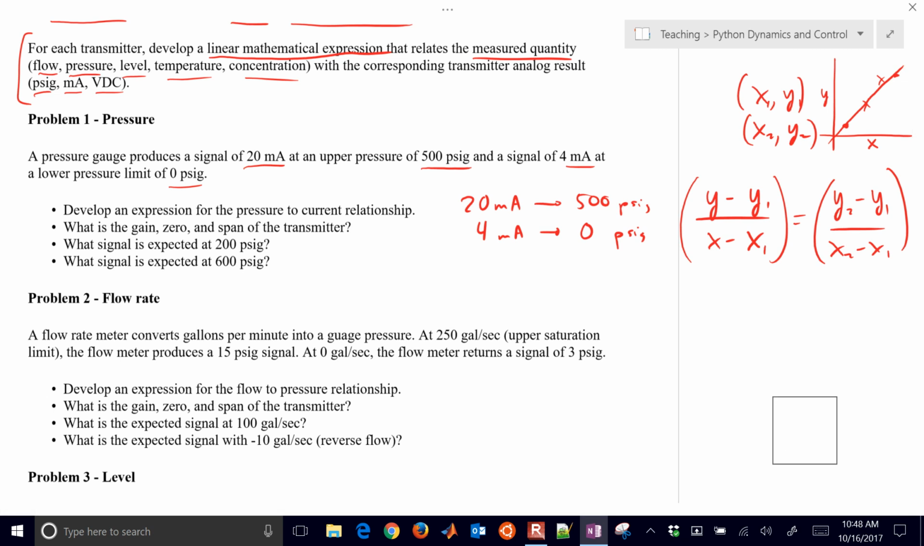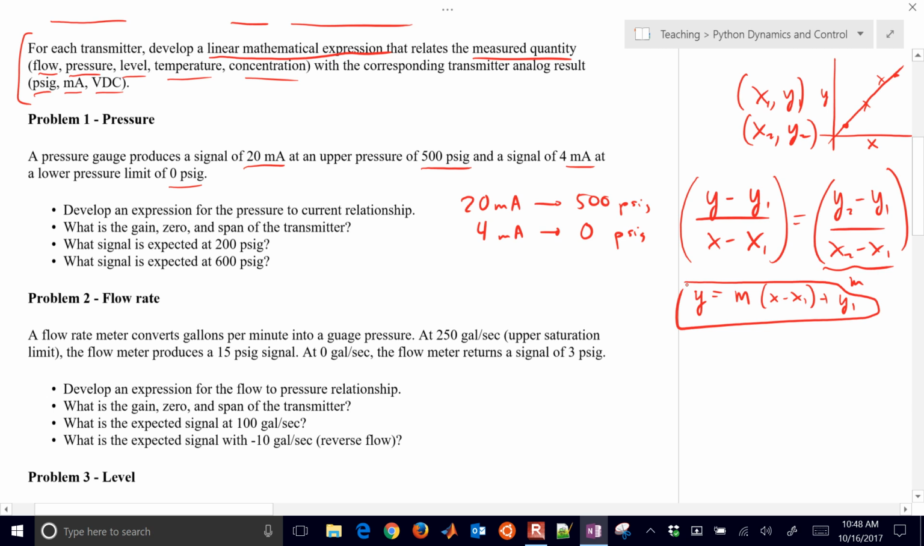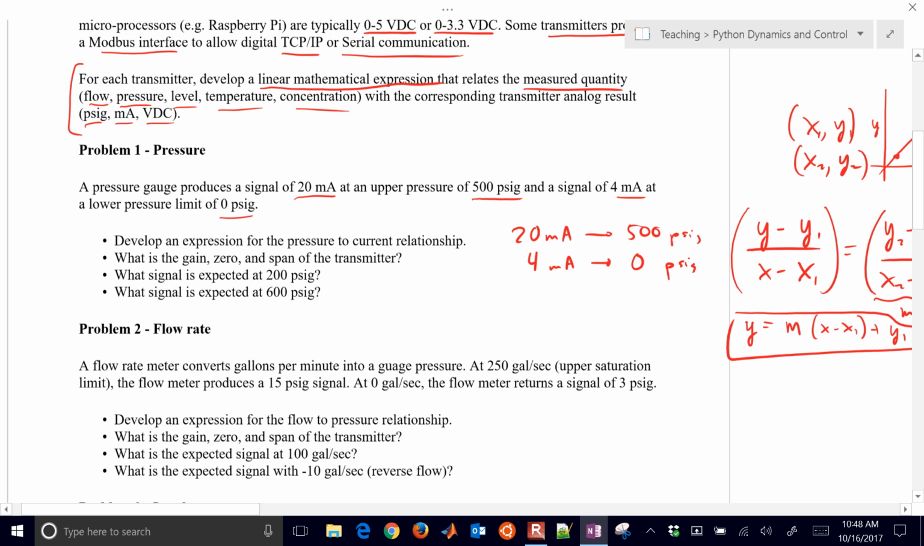So just rearranging this. Okay, again, this is just a linear correlation. This is our slope here, I'll just say m. Okay, so y equals m times x minus x1 plus y1. So that is our correlation right there. Let's go ahead and develop this. First of all, I'm just going to plug in these 2 points right here.